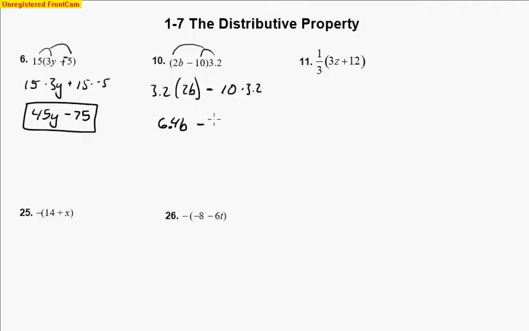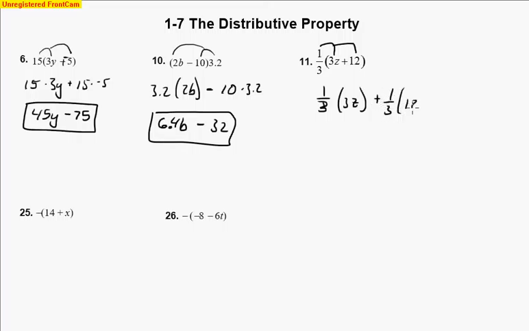So looking at this next one, I distribute a third over both numbers, so it's a third of 3z, and then I have to take a third of 12. And so a third of 3z, the 3's cancel out, so you're just left with z. And then a third of 12, 3 goes into 12 4 times, so z plus 4 would be that answer.